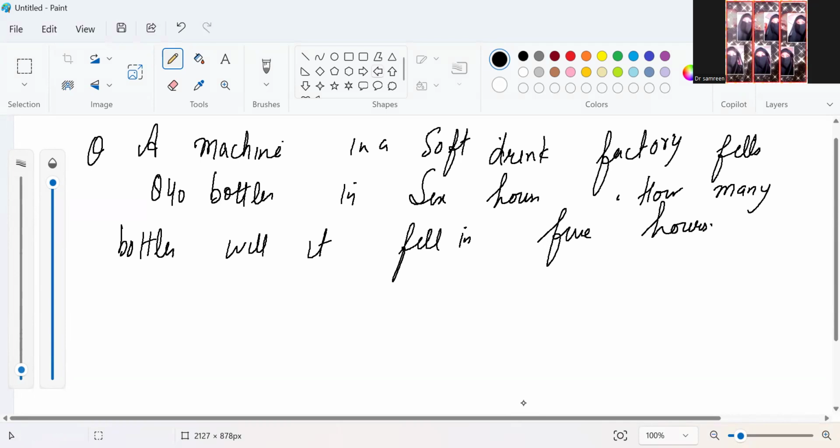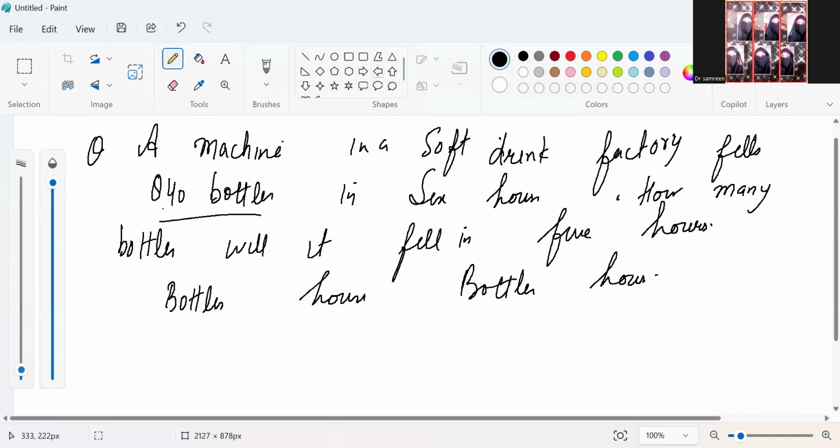So first we write here bottles, hours, bottles, hours. So there are how many bottles? 840 bottles, and it takes 6 hours to fill these bottles. How many bottles? We need to find the bottles, and time taken will be 5 hours. So first thing is we have to write these things. Then now we have to check whether these are directly proportional or indirectly proportional.